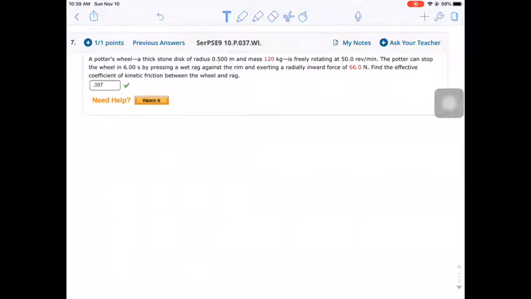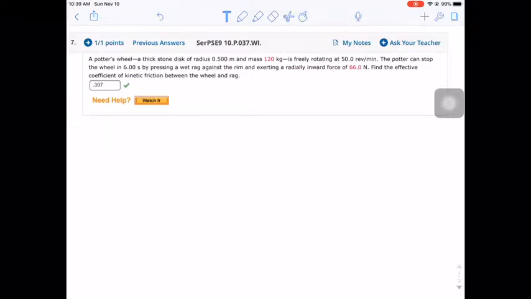Okay, this is WebAssign 6D, number 7, and it reads: a potter's wheel, a thick stone disc of radius 0.5 meters and mass 120 kilograms, is freely rotating at 50 revs per minute. The potter can stop the wheel in 6 seconds by pressing a wet rag against the rim and exerting a radially inward force of 66 newtons. Find the effective coefficient of kinetic friction between the wheel and the rag.